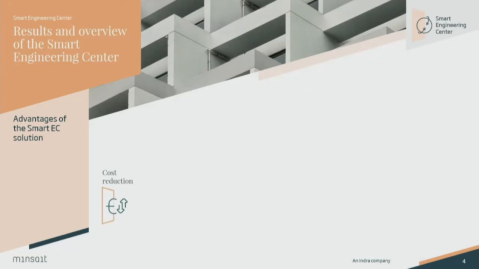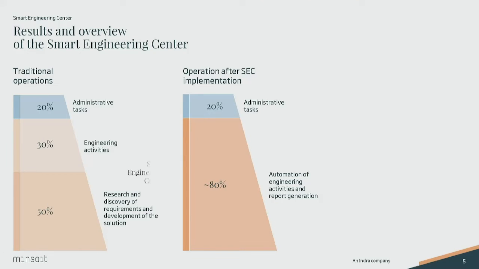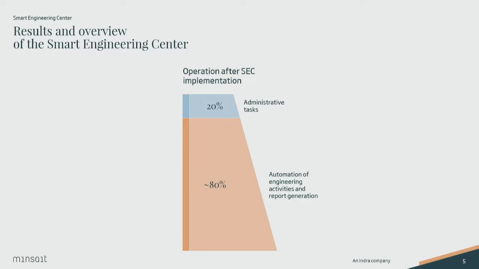So what we're trying to do is cost reduction, shorter deadlines, agility in obtaining results, flexibility, adaptability, and quality of service. Good words to basically say, okay, what's the level of automation that we reach here?